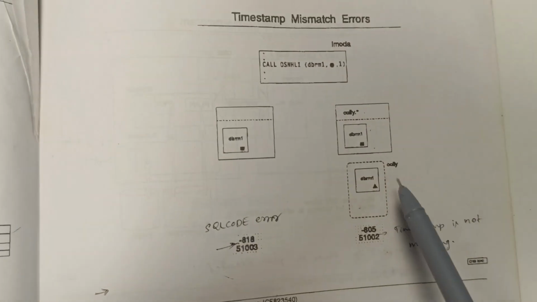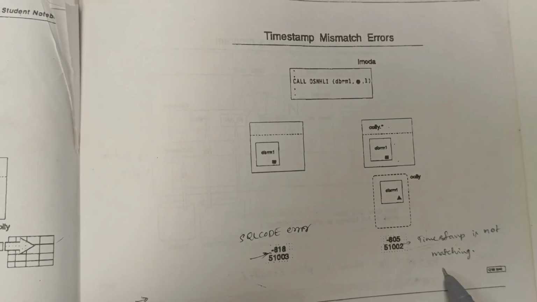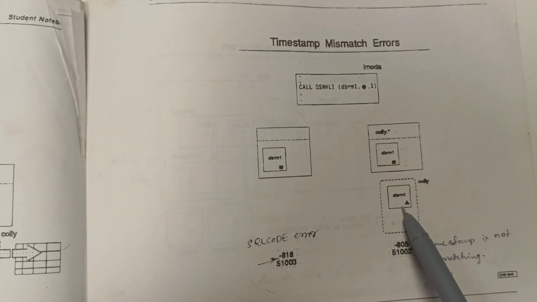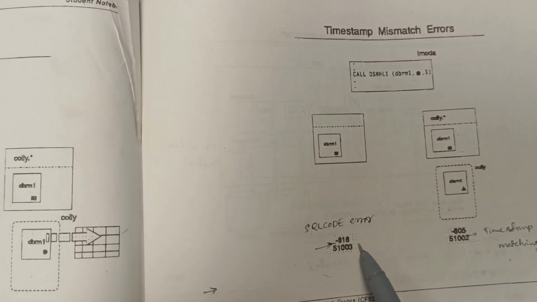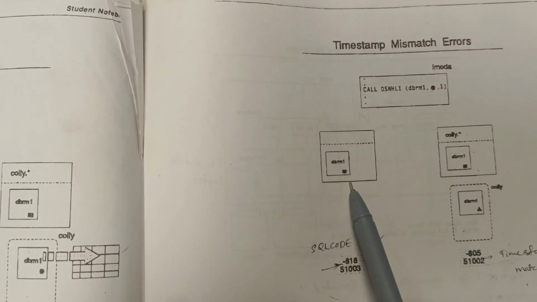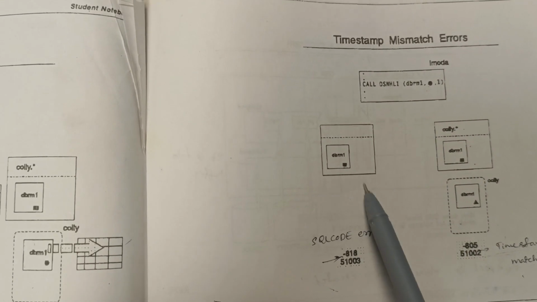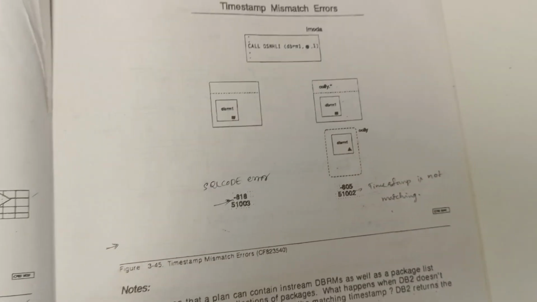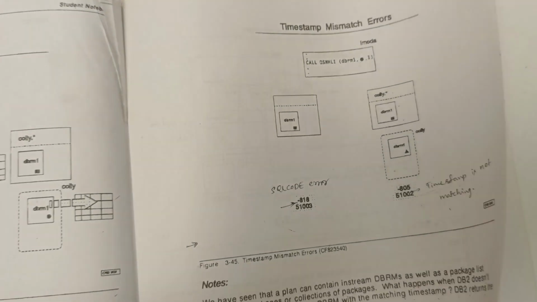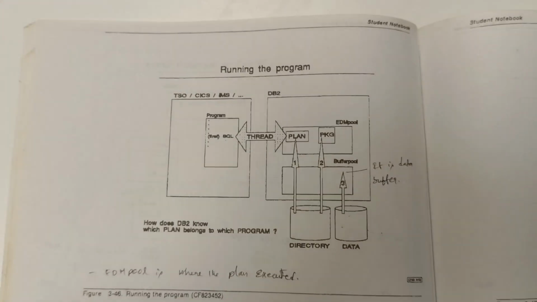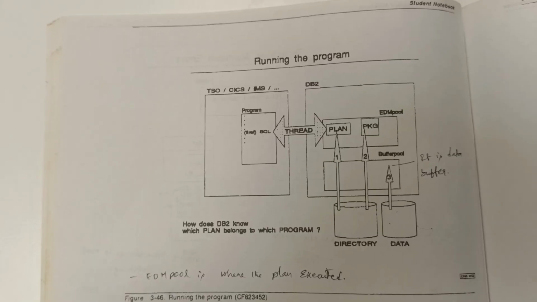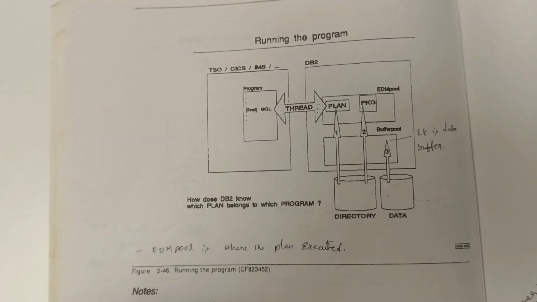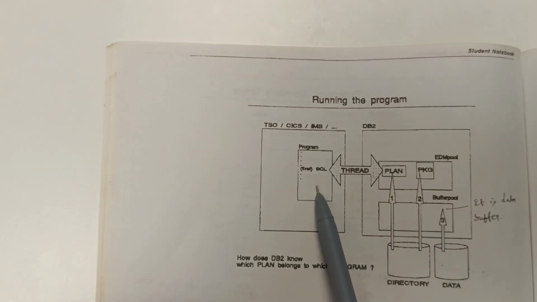Based on the diagram here, you can see the timestamp is not matching. Whatever timestamp I gave as input, the same timestamp is not found. The other condition, -818, is the timestamp mismatch error. Sometimes the interviewer asks what is -805 and what is -818. You have to answer: -805 means the timestamp is not matching or found in the collection, and -818 means the timestamp mismatch error.